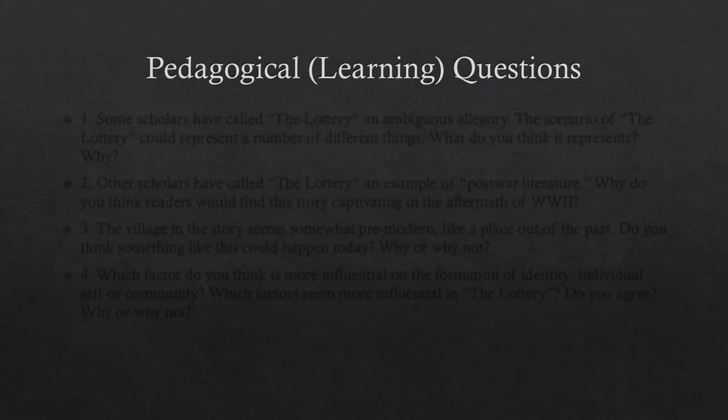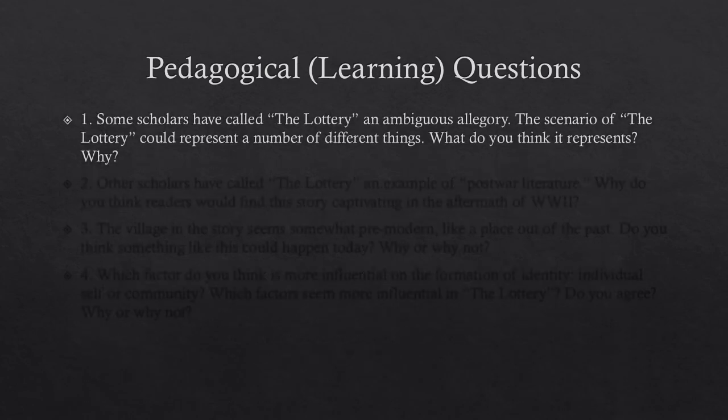So I hope you've enjoyed The Lottery as much as I have. Here are some questions for you to think about on the discussion board. As I mentioned at the start of the lecture, some scholars have called The Lottery an ambiguous allegory, meaning the scenario of the lottery, this whole idea of this village drawing names to stone someone once a year because it's good for the harvest, I think is the rationale, that scenario could represent a number of different things. It represents something because it's an allegory, and it could represent a number of different things because it's an ambiguous allegory. So here is where I want your opinion. What do you think it represents? Pick something that it represents and why.